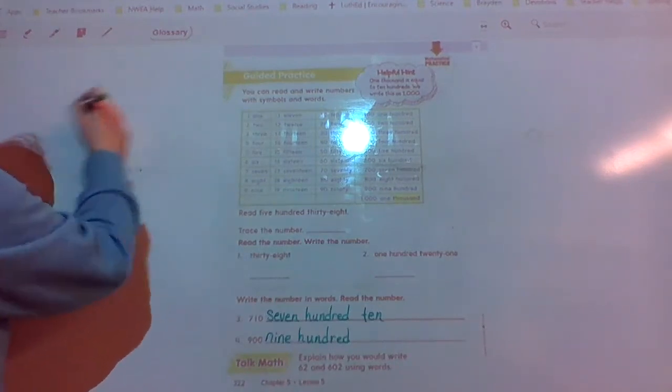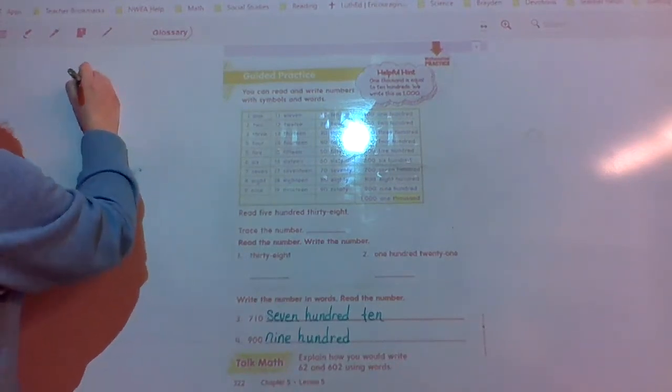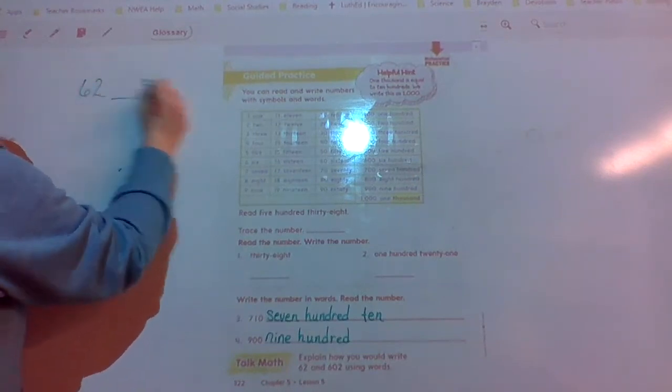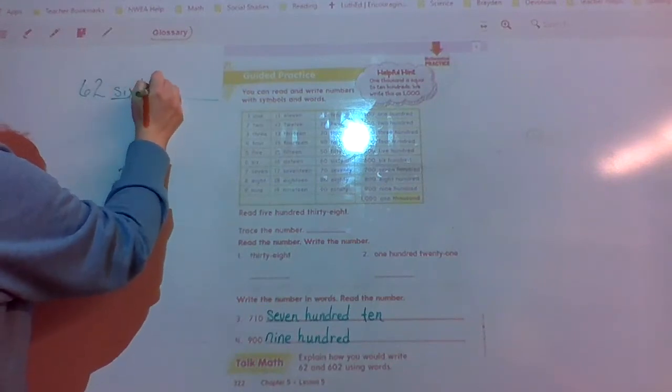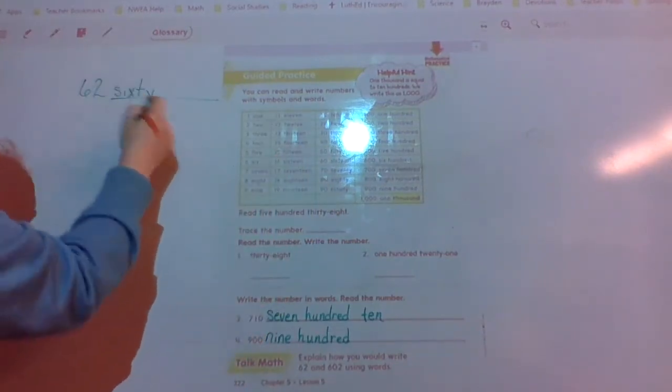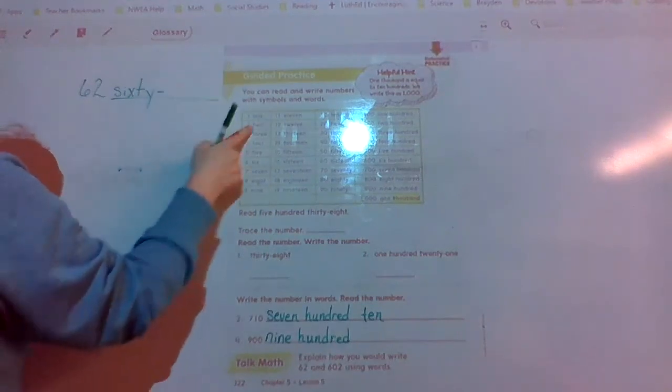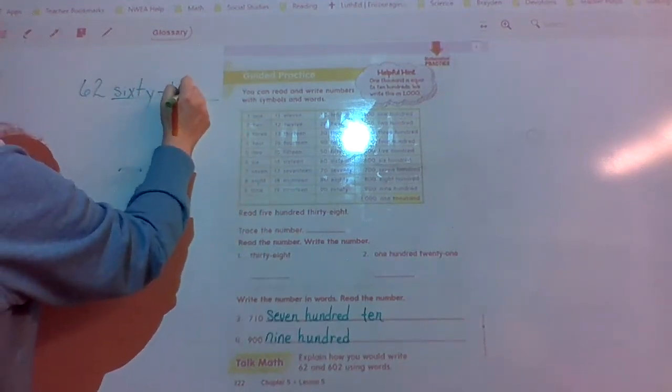Now, if we were going to write 62 in words, we would have to use the hyphen. So I'm going to write it over here so you can see it. 62 would look like this. S-I-X-T-Y. So there's my 60. TY word with a number behind it. Hyphen. And then I find the 2. T-W-O. 62.